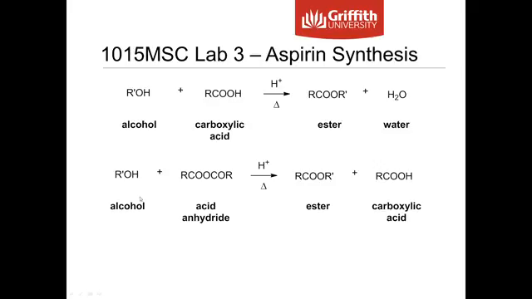So in the lab we can use an alcohol plus this, effectively an activated carboxylic acid. Again, under acidic conditions, heat it up, we get an ester, but this time the other product is a carboxylic acid. That's not going to decrease the yield of the ester. So that's what we're going to do in this aspirin synthesis.